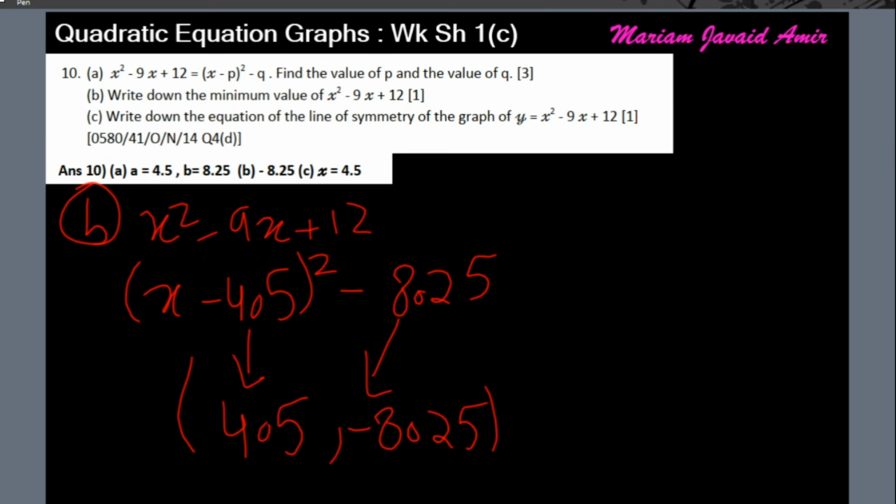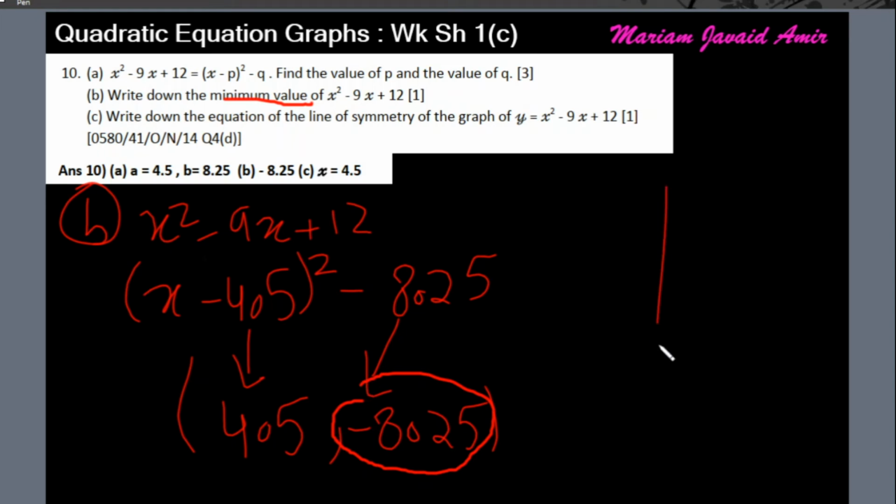Oh, but the question just says find the minimum value of this. And I've written the minimum point, which wasn't asked in the question. I think I've made the same mistake in the previous question as well. So when they've asked for the minimum value, that means they just need the value of the y-axis, not the x-axis, the y coordinate, not the x coordinate. So this is the answer.